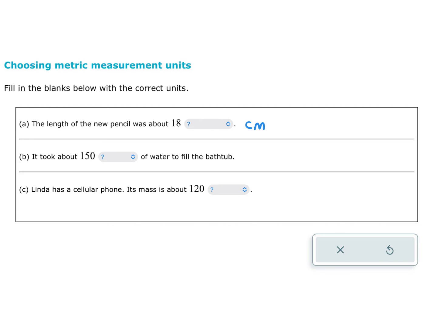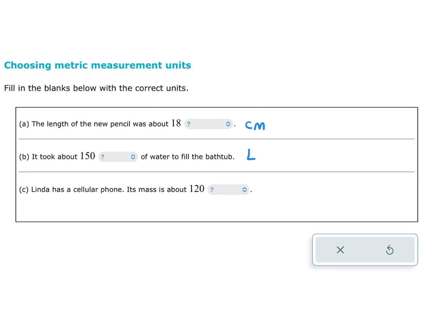B says it took about 150 blank of water to fill the bathtub. This is volume. And our choices are milliliters or liters. Milliliters would be like 150 times 20 drops, which sounds like a lot of drops of water, but that's not very much water at all. So this unit would be liters.